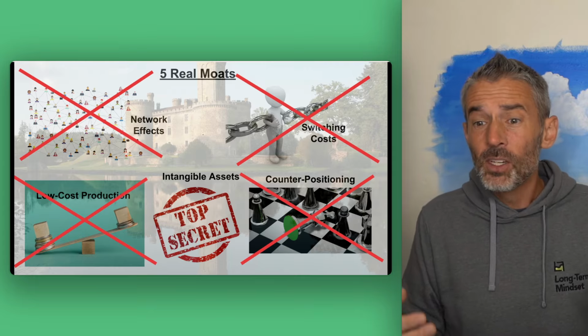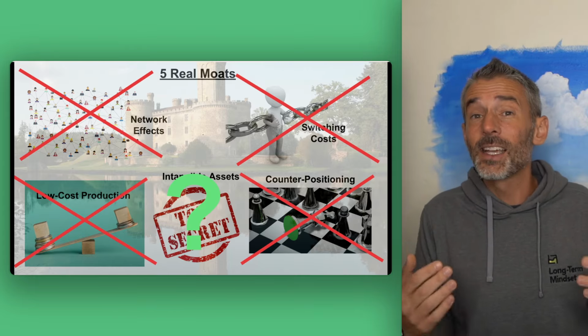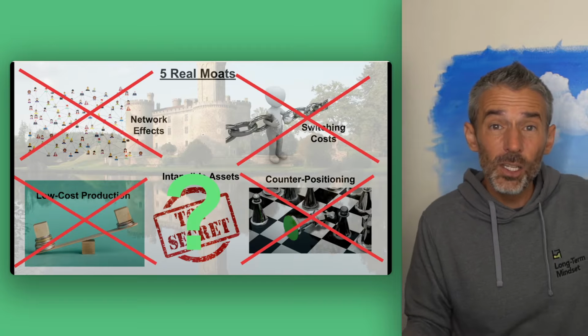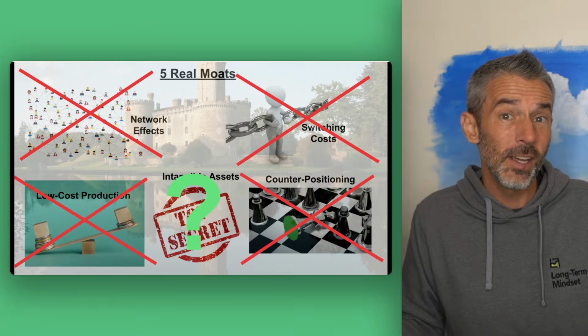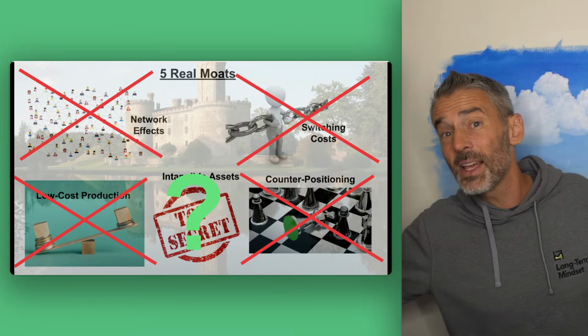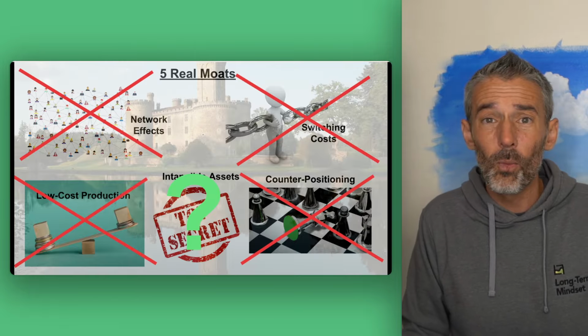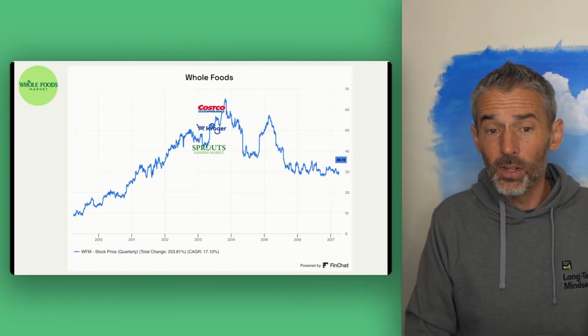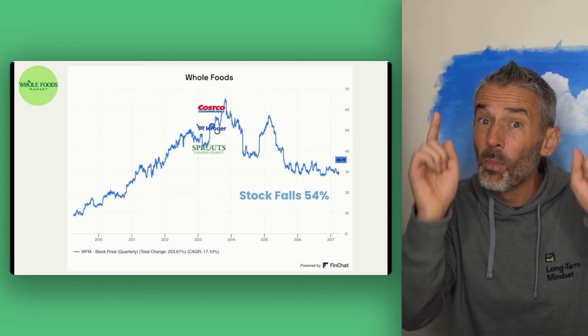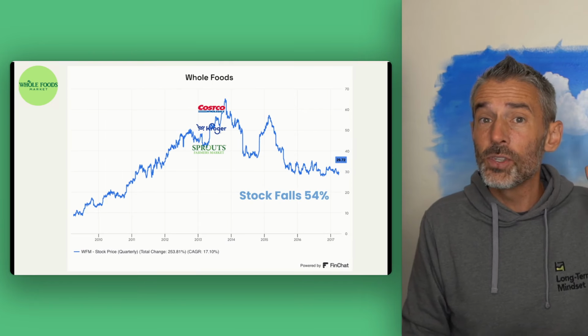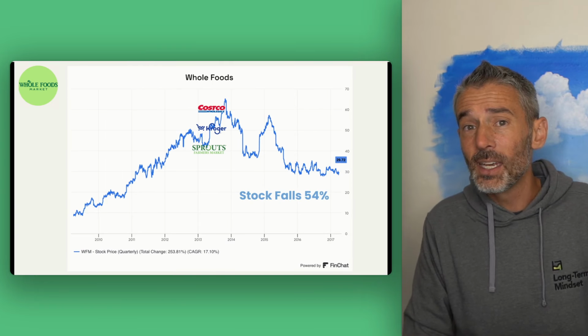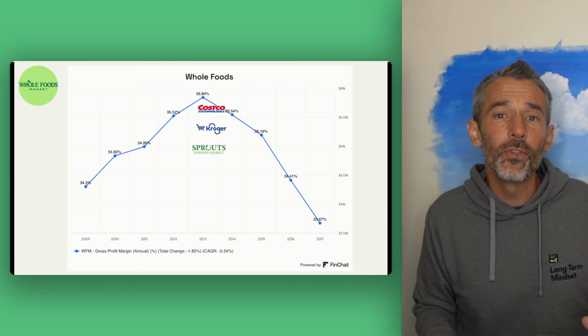So the question became, does Whole Foods have a brand that is going to make it so that people are willing to continually pay more for natural and organic goods at Whole Foods when they could get them for the same or less at a Costco, Kroger, Walmart, what have you? The answer was no, and the stock fell 54%. But more importantly, as soon as that competition came in, look at what happened to Whole Foods gross margins.